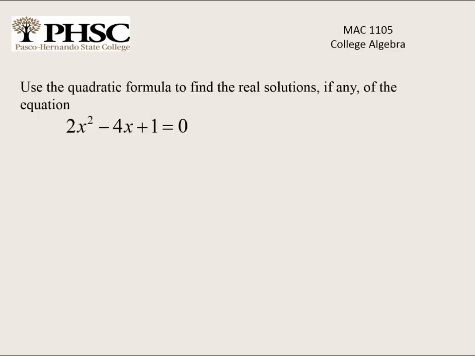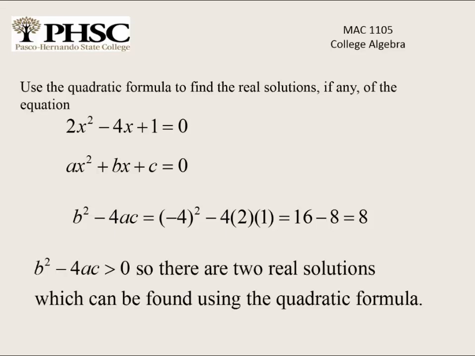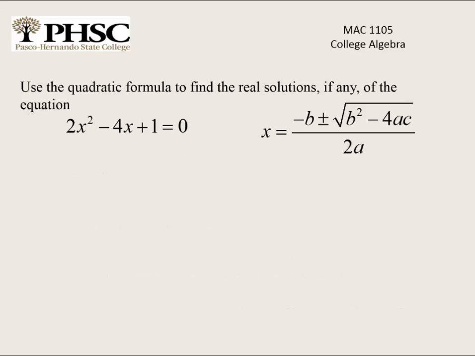So let's go ahead and use the quadratic formula to find any real solutions for this particular quadratic. Here we have 2x squared minus 4x plus 1 equals 0. This is in standard form, ax squared plus bx plus c. Then b squared minus 4ac is going to be negative 4 squared minus 4 times 2 times 1, which gives us 8. Since b squared minus 4ac is greater than 0, there are two real solutions that we can find by using the quadratic formula.